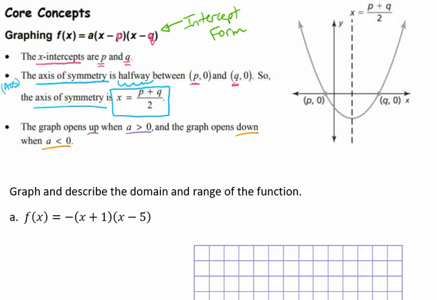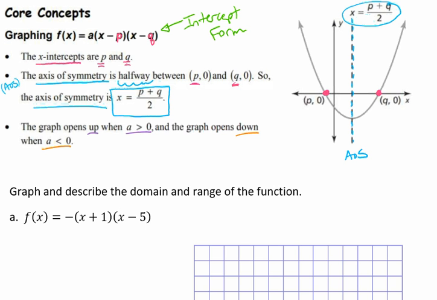So notice here on our graph, here's a picture of P and Q, so those are our x-intercepts. Notice that our axis of symmetry is halfway between those. So this is our axis of symmetry, and there's our equation for that.